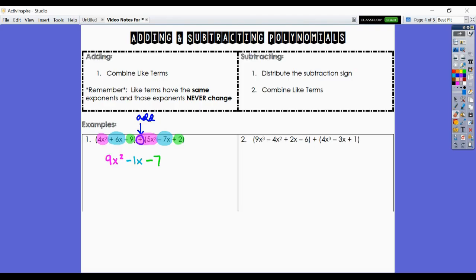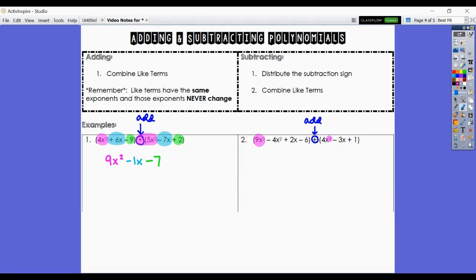We have 9x cubed minus 4x squared plus 2x minus 6 plus, so it's addition of the second polynomial, 4x cubed minus 3x plus 1. So we will just be combining like terms, no distribution of the negative sign needed. We go ahead and start with our color coding here of 9x cubed, going with the sign in front of the 4, which is positive 4x cubed.